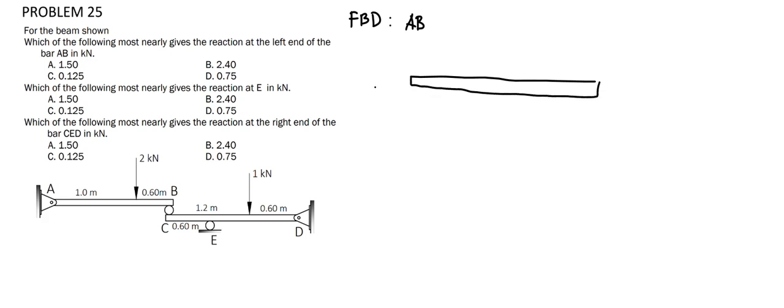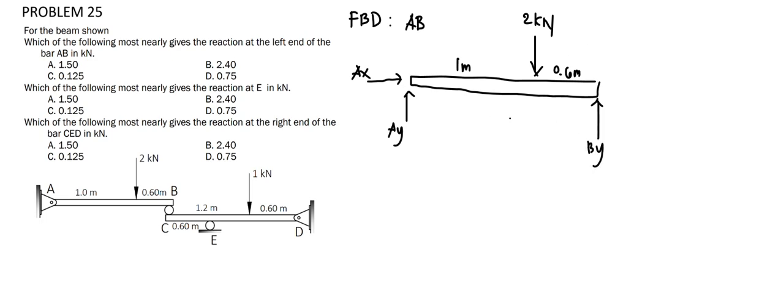So for beam AB, we have a pin support at A, therefore it induces a vertical and horizontal reaction, let's call it Ax and Ay. And we have a 2 kN force acting at 1 meter from the left support and 0.6 meters from the right support. And we have a reaction at B due to the roller, therefore it only induces a vertical reaction, let's call it By. To solve for the three unknown forces, we'll make use of equations of equilibrium.